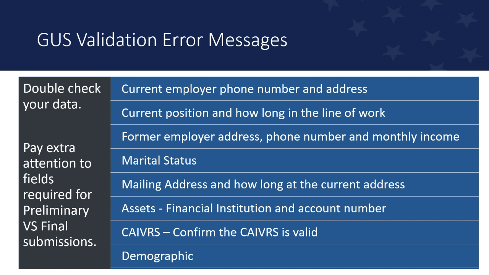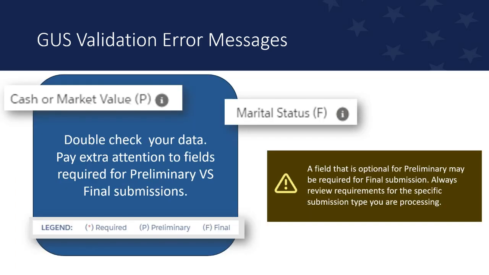When you receive a validation error, double check your data and pay extra attention to the fields required for preliminary versus final submissions. If the field is required for final but not yet filled in, you'll get a validation error on the final submission. Errors must be corrected in order to successfully submit a file for final submission. Review the error, which will describe what needs to be corrected and on what page. If you are uncertain, you can always reach out to the GUS Help Desk via email. They will create a ticket and assist with guidance to correct the error.